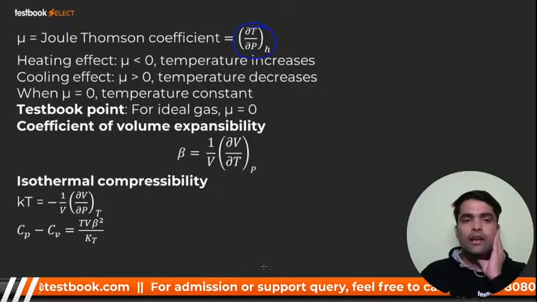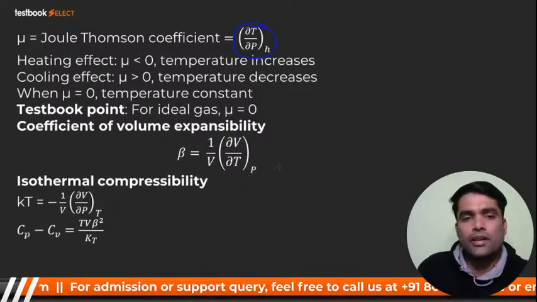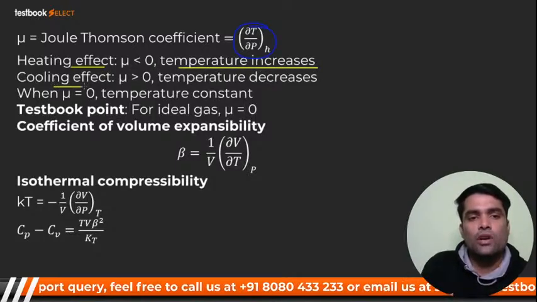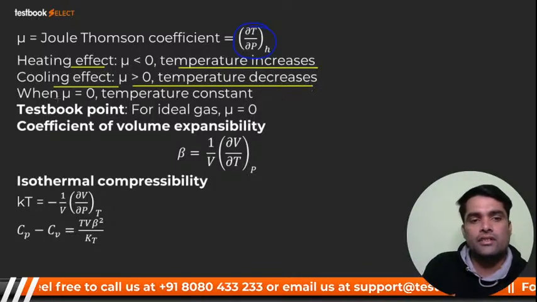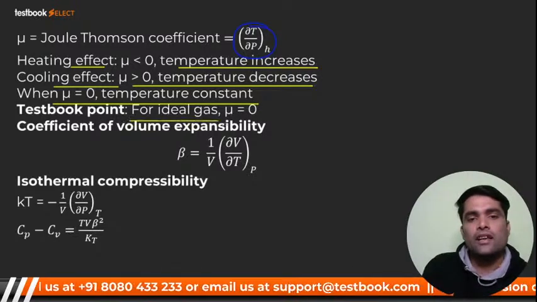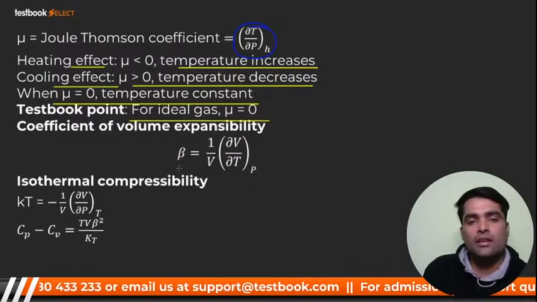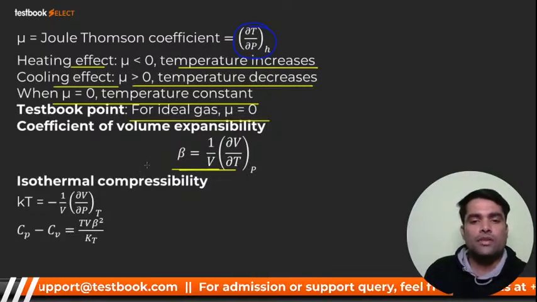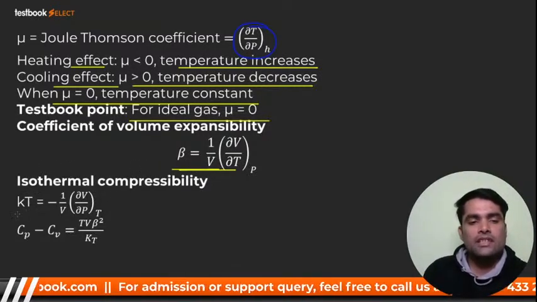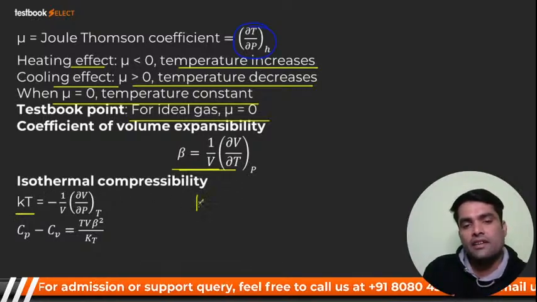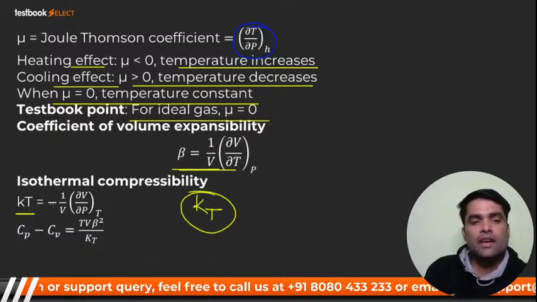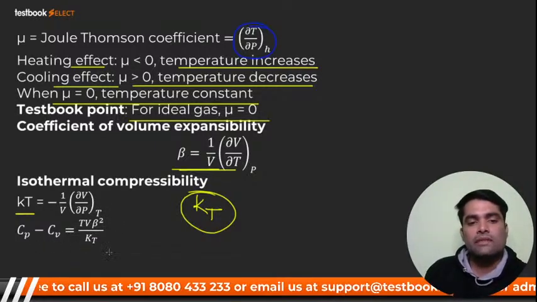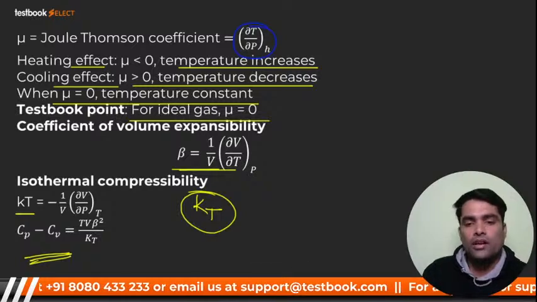Now see here. I already told you: heating effect, mu less than 0, temperature increases. Cooling effect, mu greater than 0, temperature decreases. Mu 0, temperature constant. For an ideal gas, mu is equal to 0. And remember one thing: beta is the volume expansivity, 1 by V del V by del T at constant pressure. Isothermal compressibility is KT, with T as a suffix. It is minus 1 by V del V by del P at constant temperature. Cp minus Cv is TV beta square by KT, right? I hope you got it.